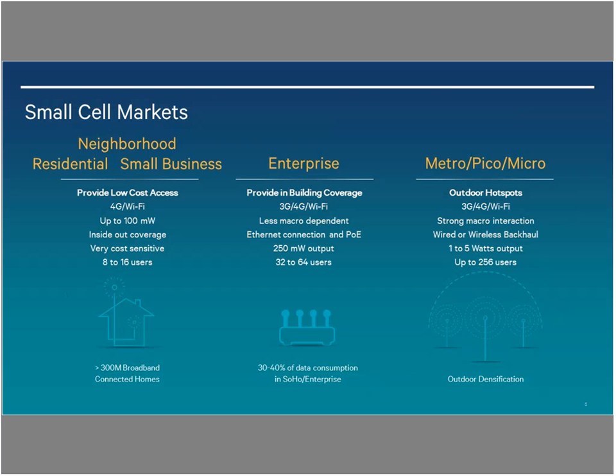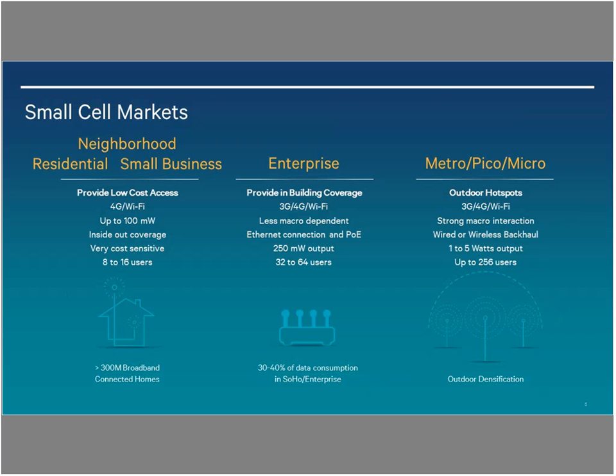Just to identify the different segments, this is the way we look at the different markets for small cells. I talked about the neighborhood small cells, residential and small business. The big difference here is that these are low power units. It's a very cost sensitive market. Most of the time they're not multi-mode. They're just going to have 4G and maybe Wi-Fi, depending on the operator and the OEM, and serve a small number of users, like 8 to 16.